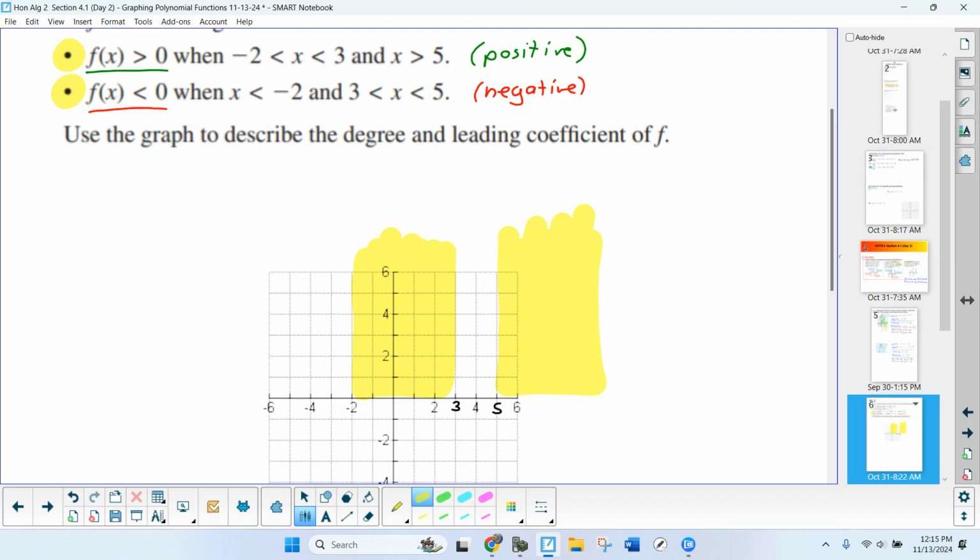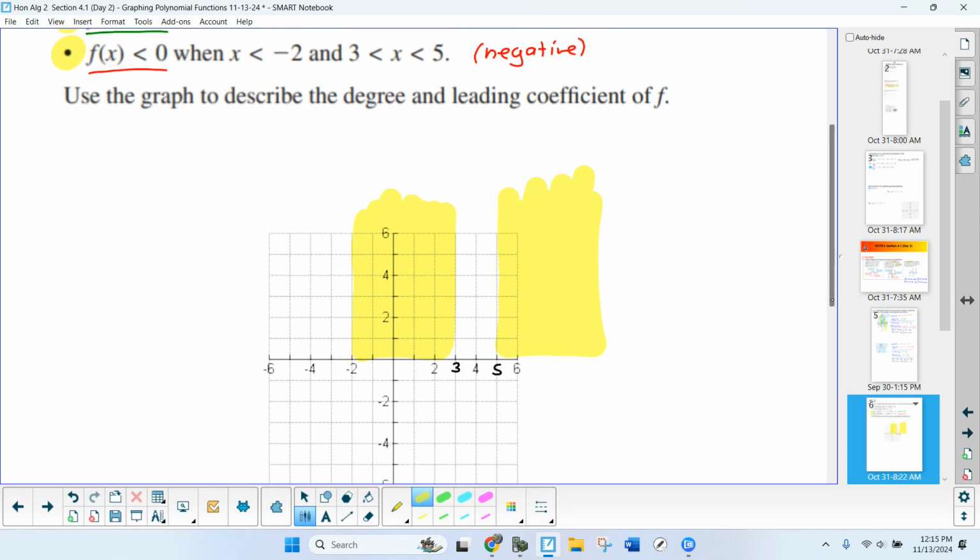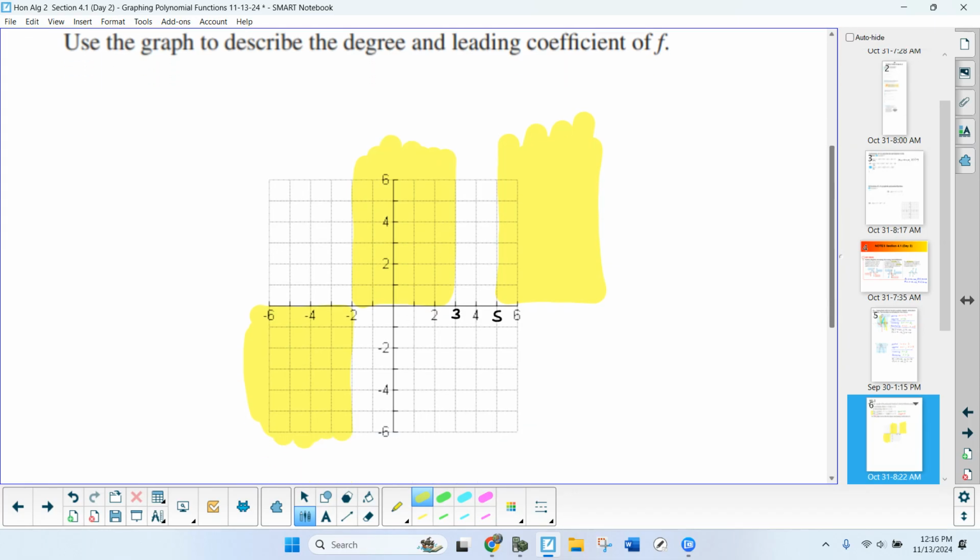That means everywhere else it should be negative, but let's double check this. So let's go through our negatives and make sure I'm good. It says it's negative, below the x-axis, when x is less than -2. Okay, does that mean it's below the x-axis here? Okay, does that make sense so far? Because you can't have highlighting both places, like overlapping top and bottom. And it says it is negative between 3 and 5. Okay? Between 3 and 5.